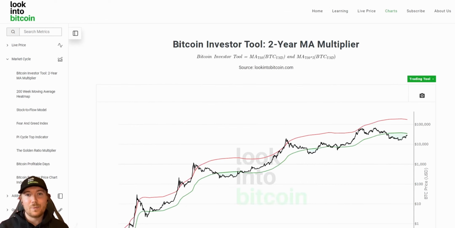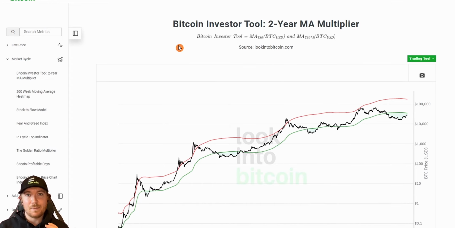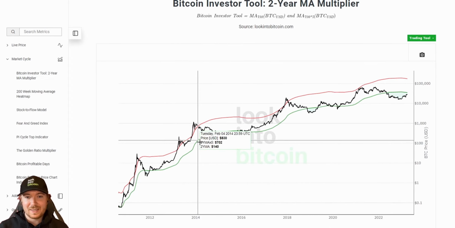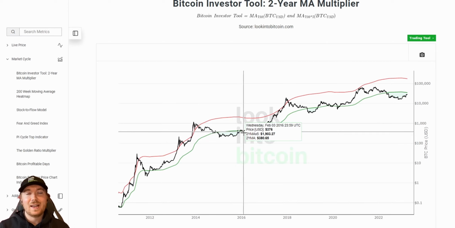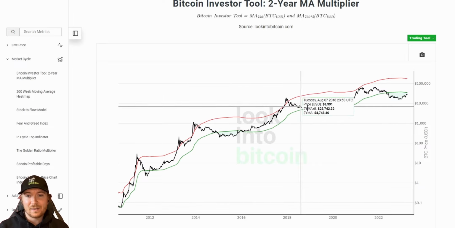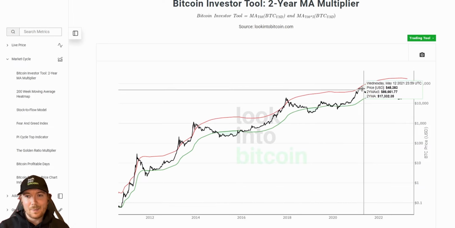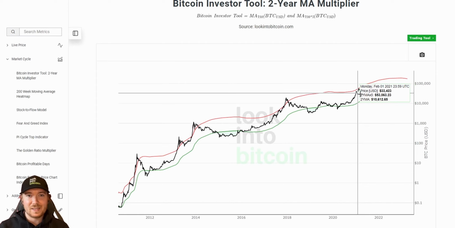It also combines that with the Bitcoin Investor Tool, or the 2-year moving average of Bitcoin, which is signified by this green line here, which is just averaging the closing price of the last 2 years or 730 days of the Bitcoin price action, and giving us these very clear areas of accumulation beneath and potentially even distribution once we get above this red line here.